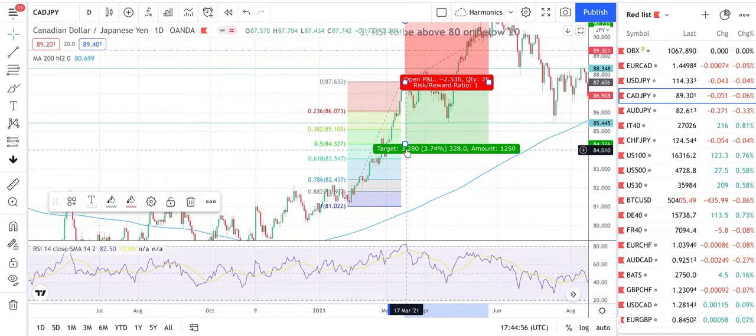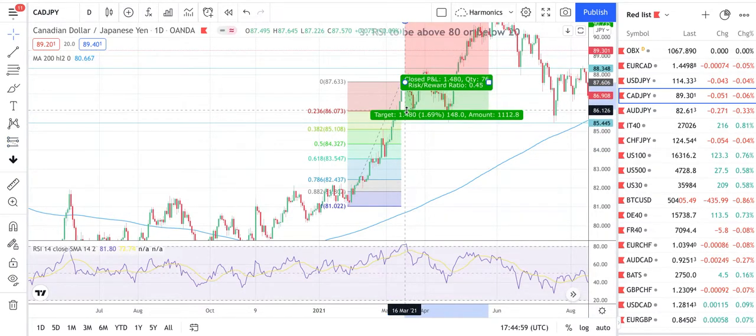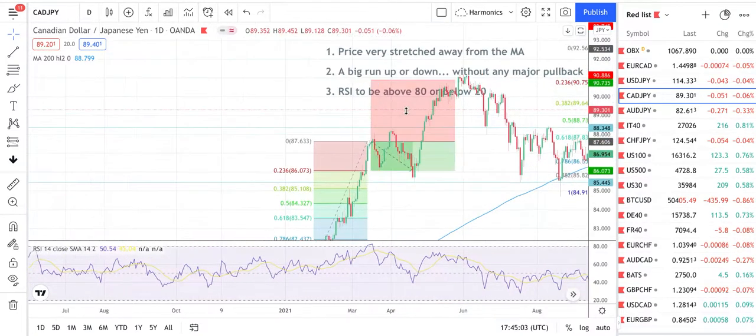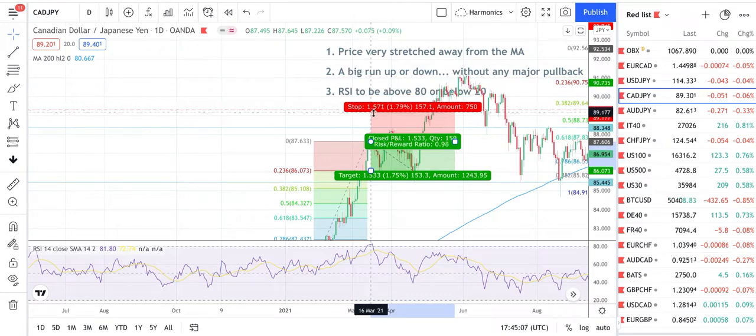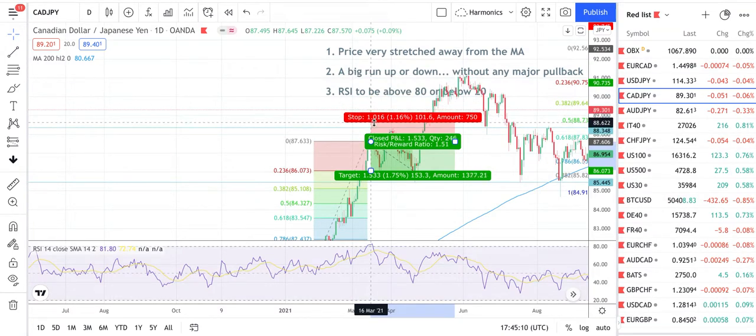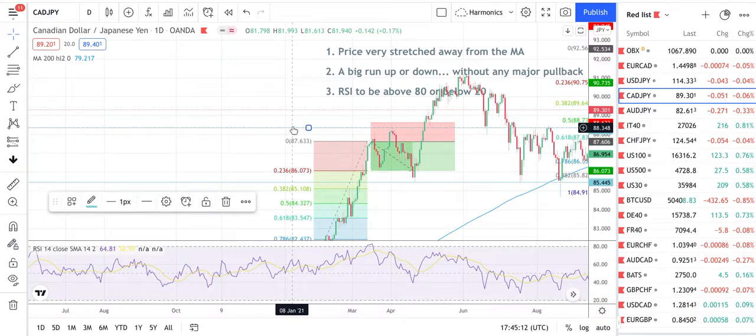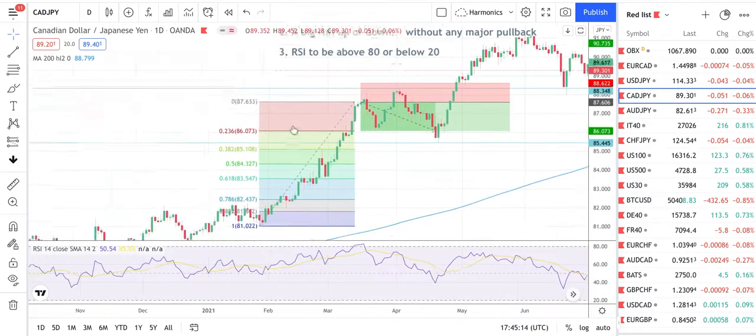And my profit target is 23.6 and my stop loss is 1.5. This is where I would enter the trade. This is how the trade will pan out.